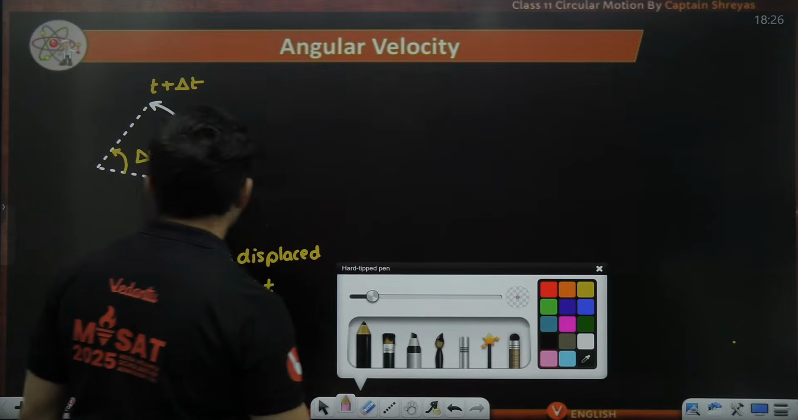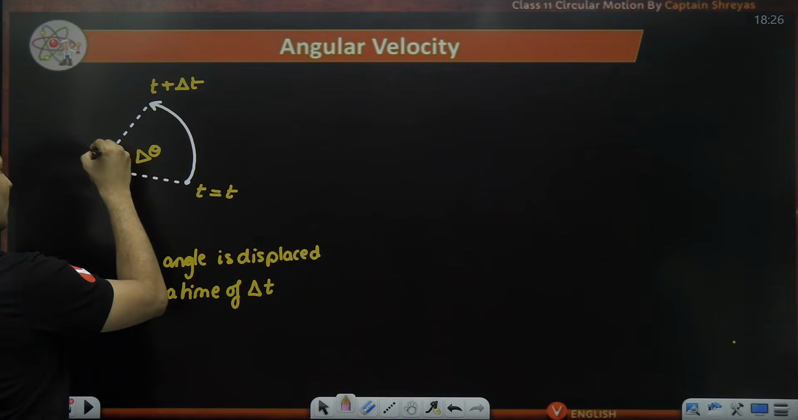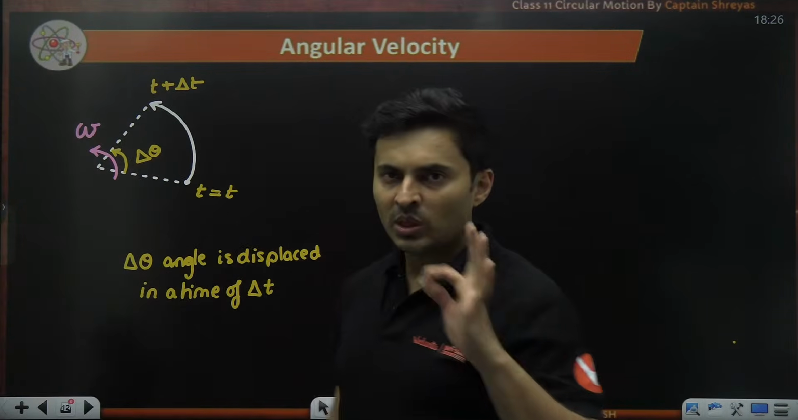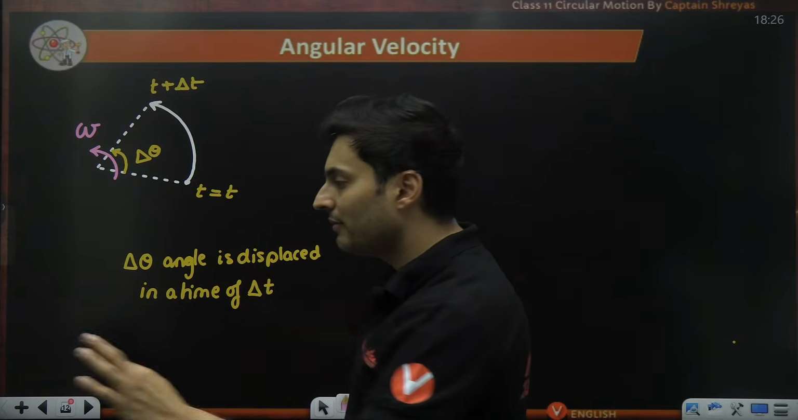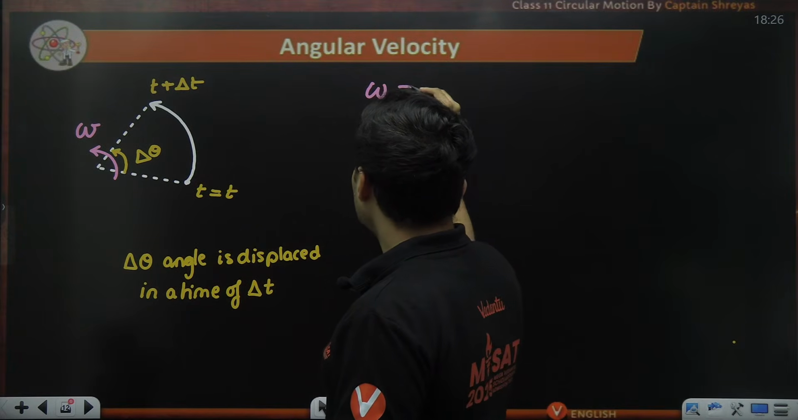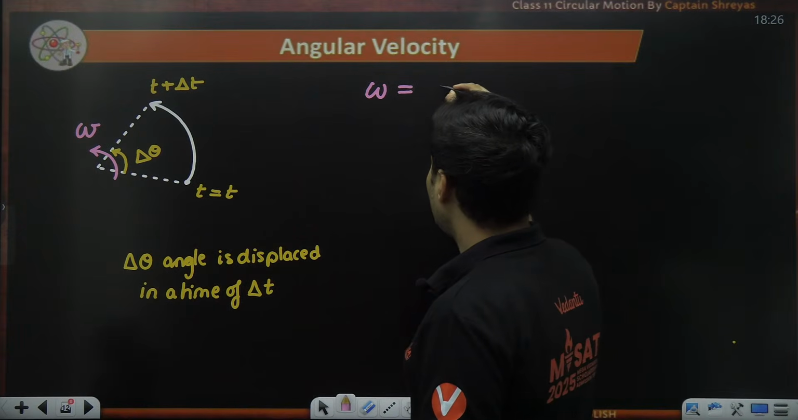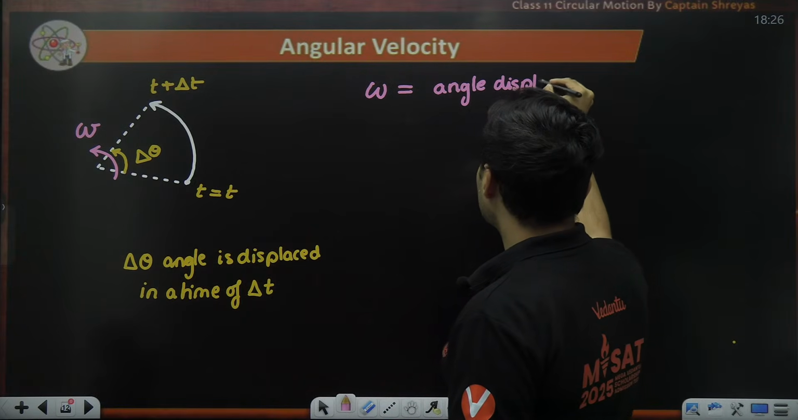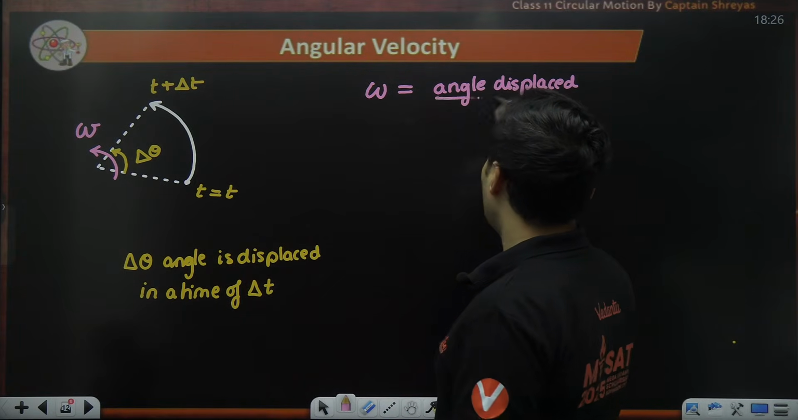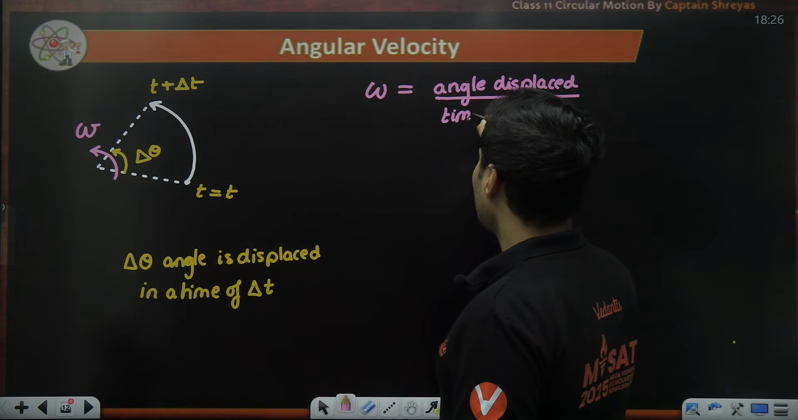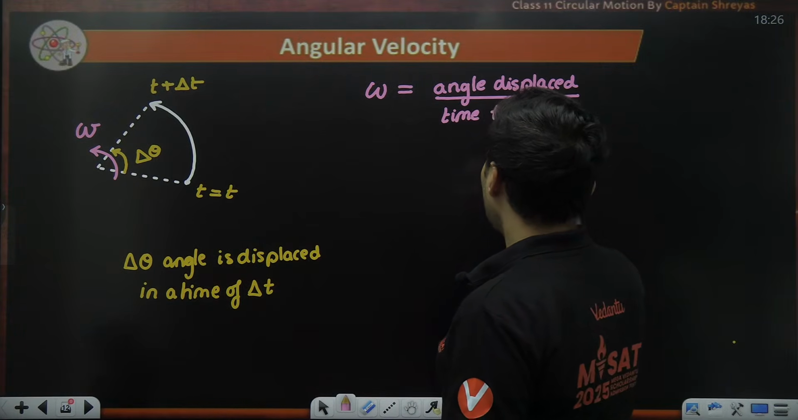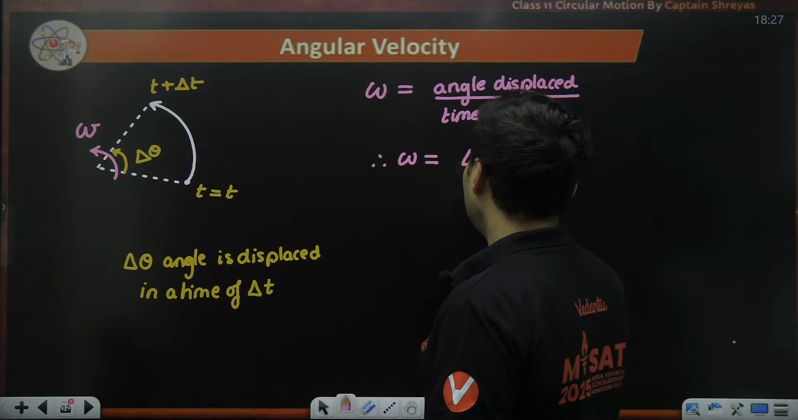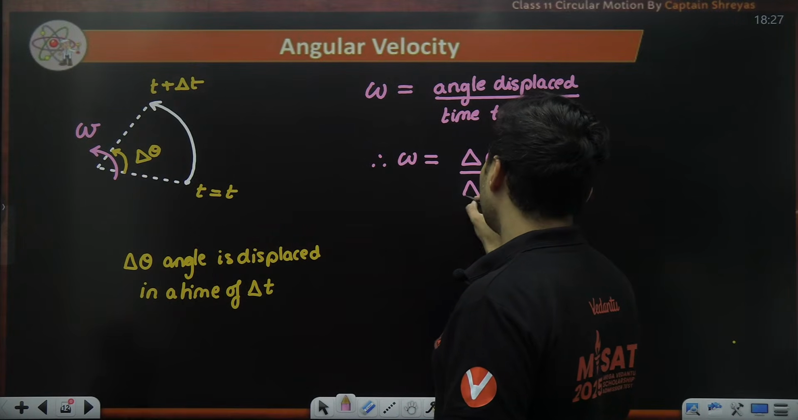Then I will write down the angular velocity. Angular velocity is in the direction of angular displacement. The symbol for that is omega, not v. That angular velocity is how much the angle is displaced, the whole thing divided by the time which has been taken. So omega will be delta theta divided by delta t.